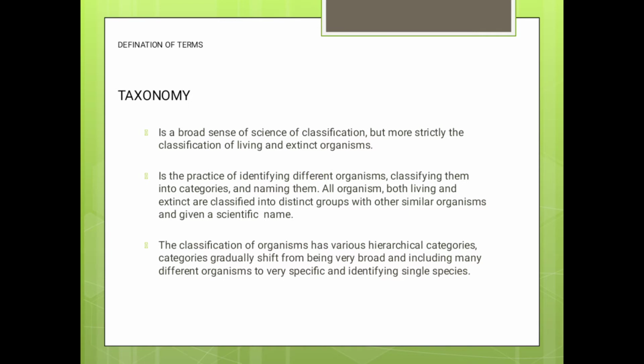Let's proceed to taxonomy. I also gathered some information that defines taxonomy. Taxonomy is a broad science of classification, but more strictly the classification of living and extinct organisms. It is the practice of identifying different organisms, classifying them into categories, and naming them. All organisms, both living and extinct, are classified into distinct groups with other similar organisms and given a specific name. The classification of organisms has various hierarchical categories. Categories gradually shift from being very broad, including many different organisms, to very specific, identifying a single species.